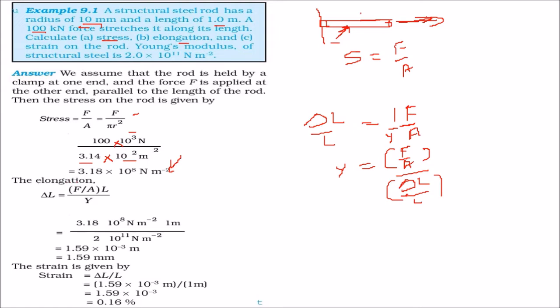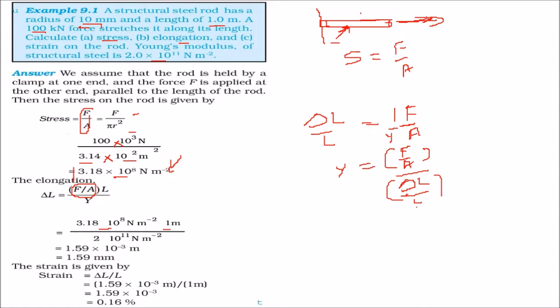Force is known to us now. This force by A is given to us because we just found out this value. So we can directly put it here. And then we have L, which is 1 meter. Directly we can put it, and the Y is also given. So this comes to around 1.59 millimeter.